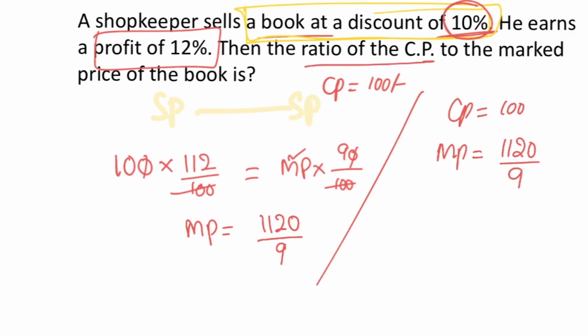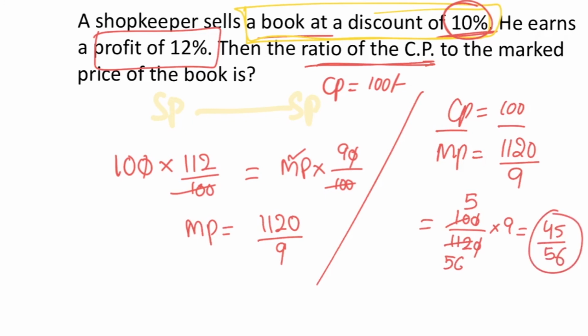The requirement is the ratio between CP and market price. Ratio is 100 by 1120 into 9. 0 cancel. 2 5s are 10... 2 56s. Answer is 45 by 56. This is the ratio. Ratio is 45 by 56.